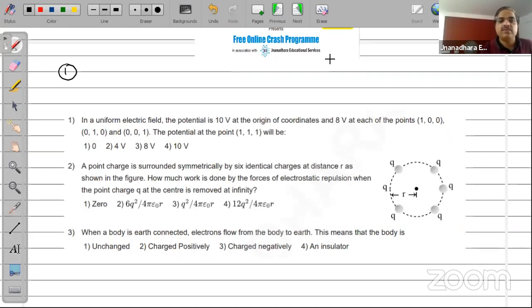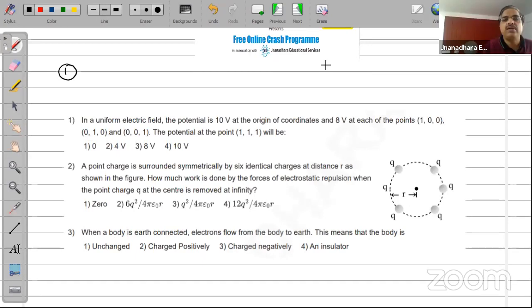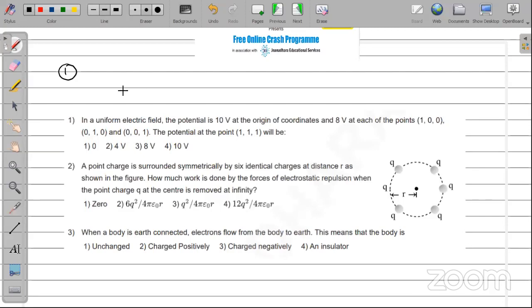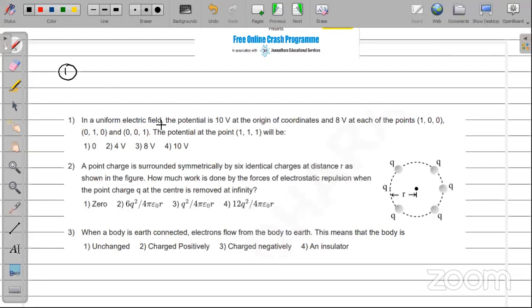Someone is asking me something. I didn't get your question, Sakshi. Sir, why not QB? What is QB? I didn't get your question. Okay. Now let's solve first one. Sir, how QA is equal to minus QA by B? Sir, why not QB?